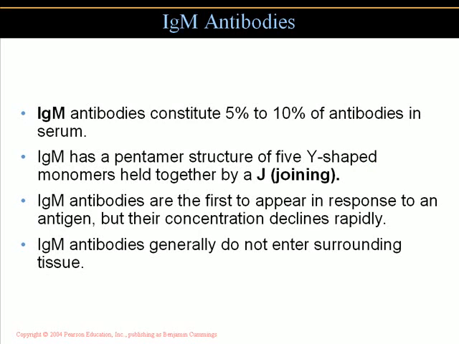IgM has a pentamer structure, as we talked about, the Y chain and the long arm of the stem. The J is the joining portion of the antibodies. Again, I didn't focus on that a lot, but just remember, they constitute a small amount of the antibodies that we see in the system. IgM antibodies are the first to appear in response to antigens, but their concentration declines rapidly. IgM antibodies generally do not enter the surrounding tissue.